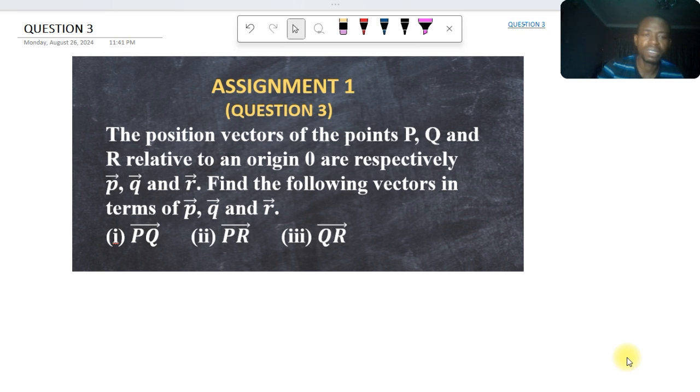Question 3 says that the position vectors of the points P, Q, and R relative to an origin are respectively given as vector P, Q, and R. So we are required to find the following vectors, that is from figure 1, figure 2, and figure 3 in terms of the vectors P, Q, and R. So without wasting time, let's just move into it.